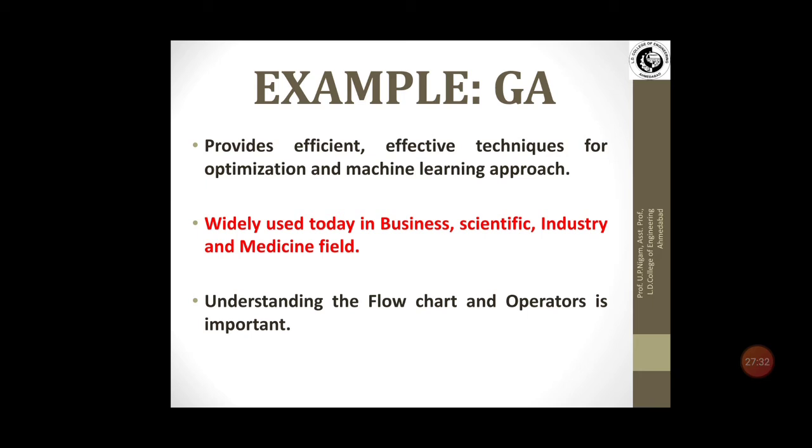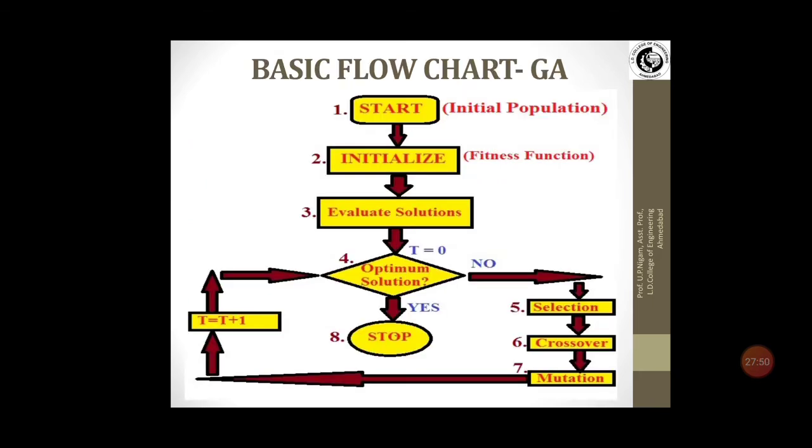Understanding the flow chart and operators is actually very important. We have seen the selection, the roulette wheel method, the crossover, where the parents' characteristics are changed. In the mutation, we randomly change any value. So it is like that. Understanding those operators is very important in the genetic algorithm.